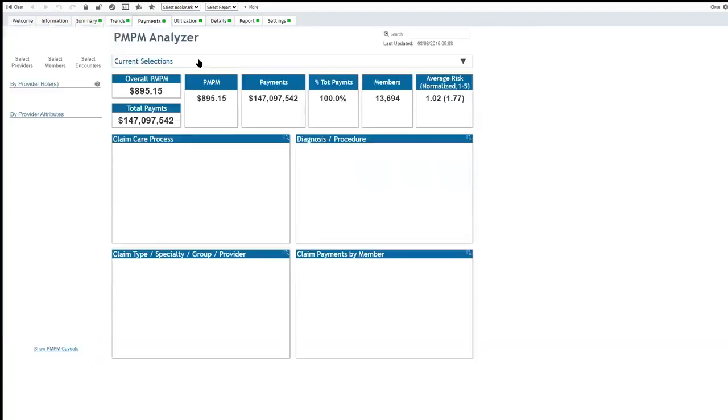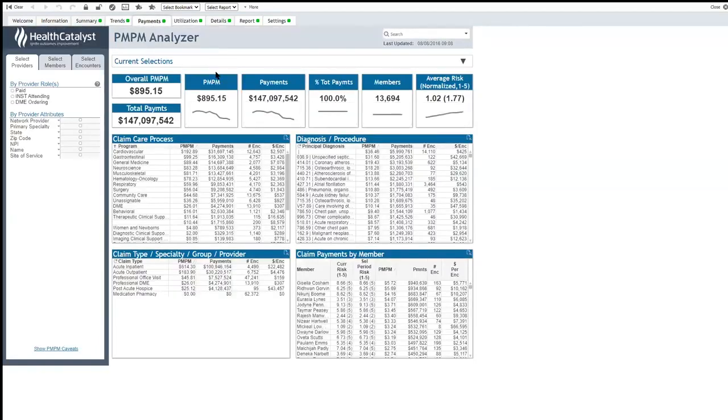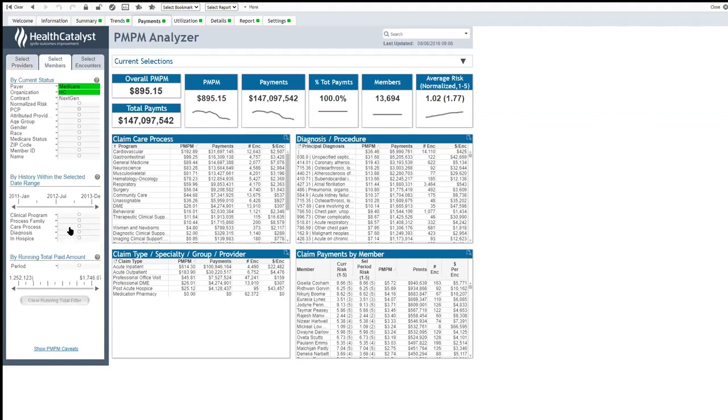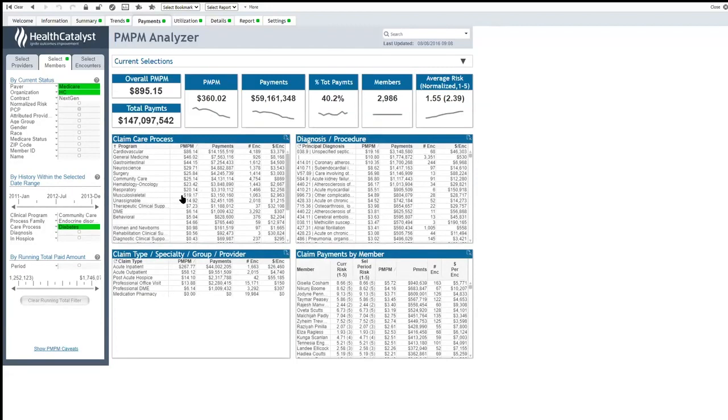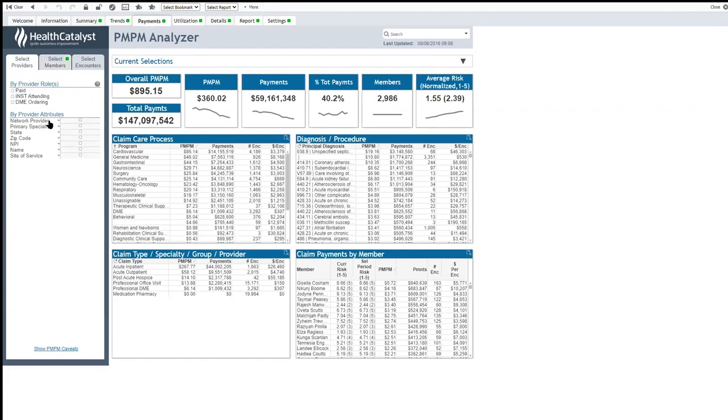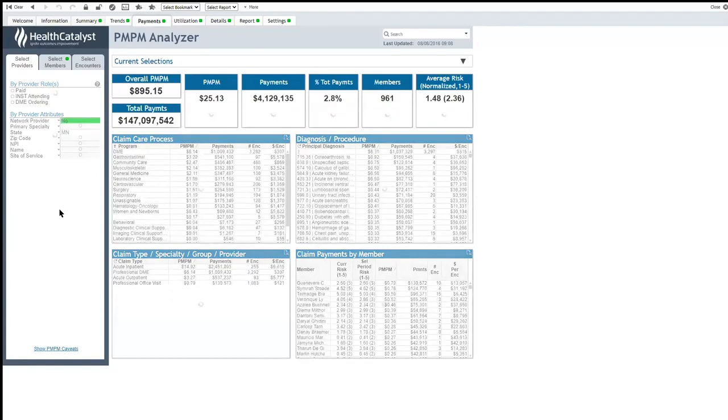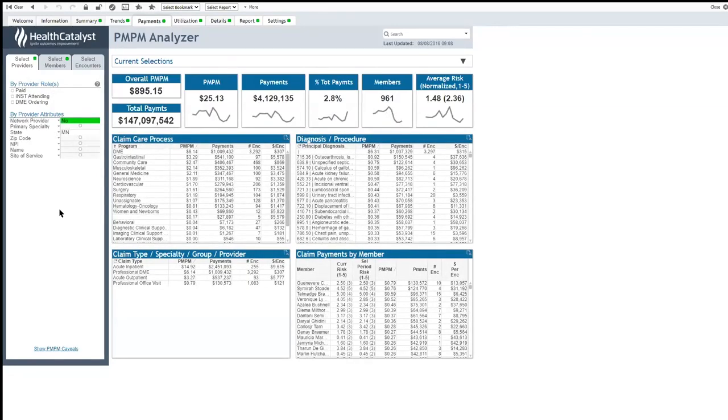And then getting into payments, you can start to see how your overall PMPM is doing. And then if you want to drill down into a specific patient subset, you can do so here and see, for example, how much PMPM your diabetics are contributing to the overall PMPM. We also enable you to get a view of the network leakage. So just by choosing to see those who are not network providers, you can get a sense of where your members are going outside of network to get care.